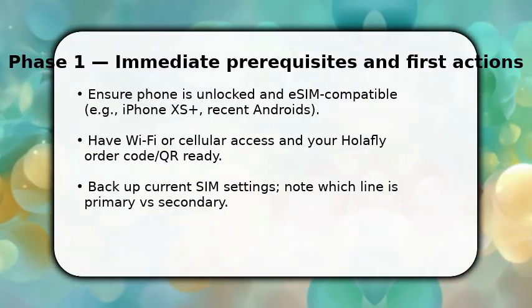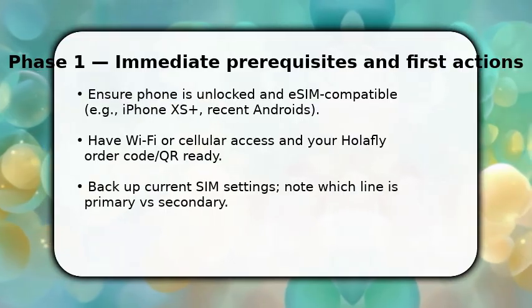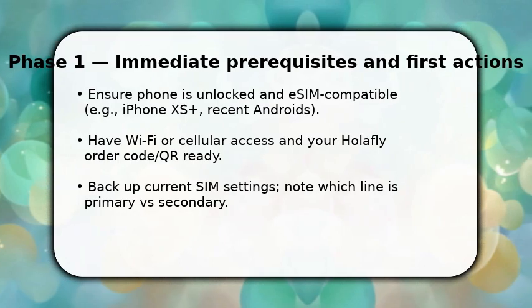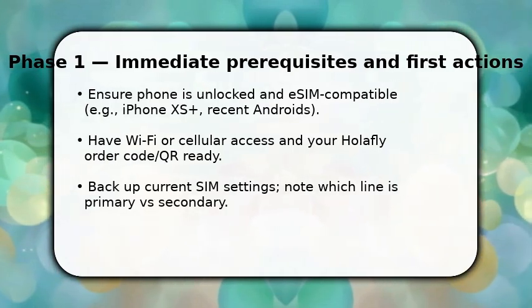Next, back up any important carrier settings. This protects your current setup. Then open Settings, Cellular, to begin adding a new eSIM profile. Don't skip straight to scanning yet.